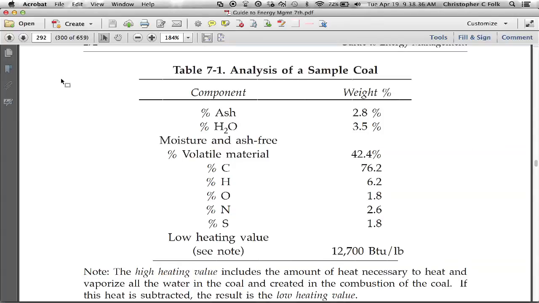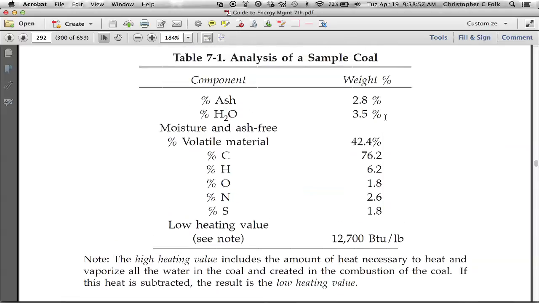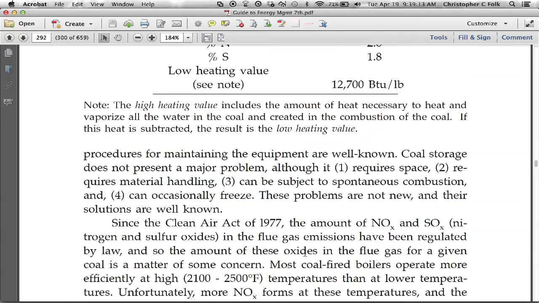Since I'm here, one of the things I do want to talk about is the analysis of the coal. Different fuels are going to have different contents. And we know that when we burn the coal, it's going to create an ash. So depending upon the type of coal, that will determine how much ash is left over and needs to be hauled away. Notice it's saying here that high heating value indicates the amount of heat necessary to heat and vaporize all the water in the coal. And we see the low heating value. If the heat is subtracted, if we've already taken out the moisture that's in it, then we end up with a low heating value.